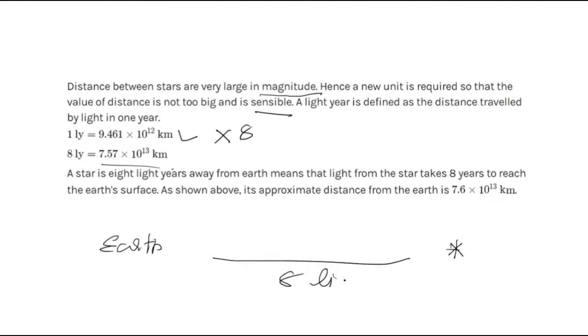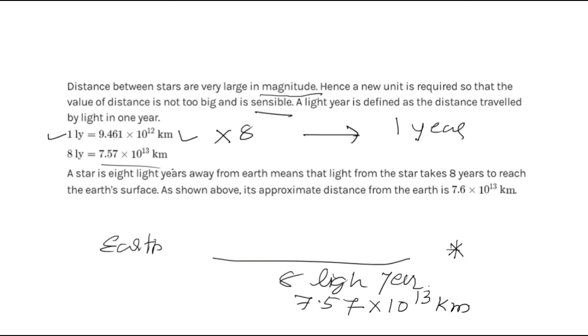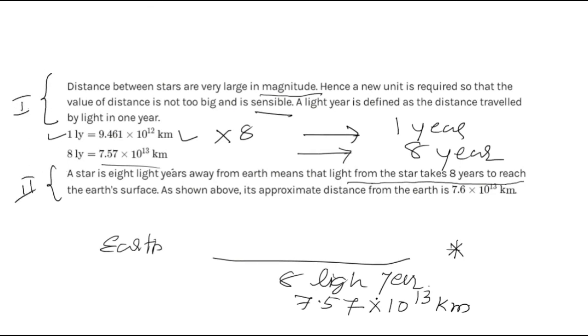So what does 8 light year distance from the Earth mean? 8 light year distance here, 8 light year, which means 7.57 into 10 raised to 13 kilometers. Okay, for this much of distance it takes 1 year. So if the distance is this much, light will take 8 years to reach, and that's why a star is 8 light years away from Earth, which means that light from the star takes 8 years to reach. Okay, so this is the answer for the first part of the question, and this is the answer for the second part of the question. So you have to write both the answers. I hope you have understood.